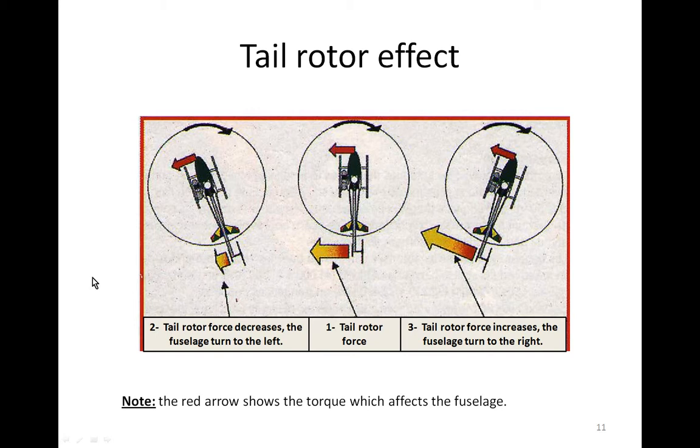On the left, we decrease the tail rotor force. Then the torque has more power than the tail rotor, and the heli turns to the left. On the right figure, we increase the tail rotor force. This force is bigger than the torque, then the heli turns to the right.